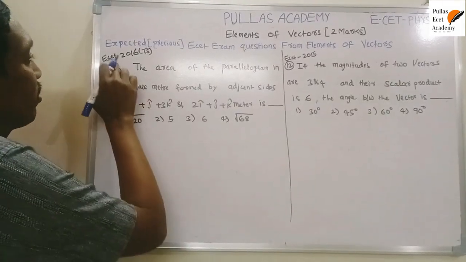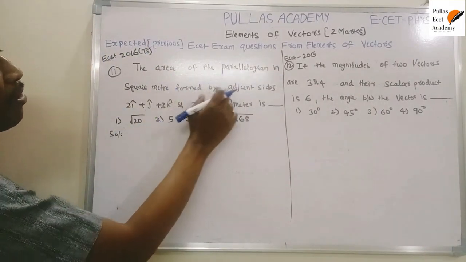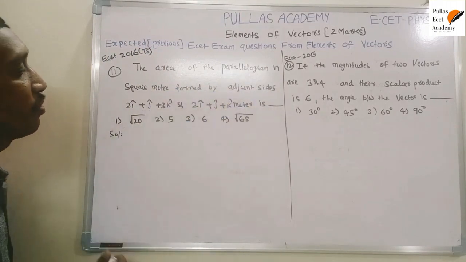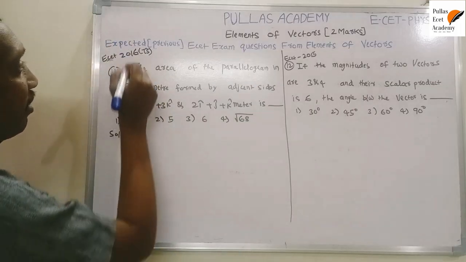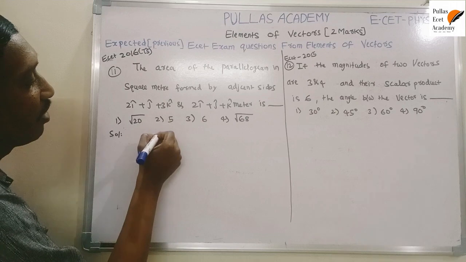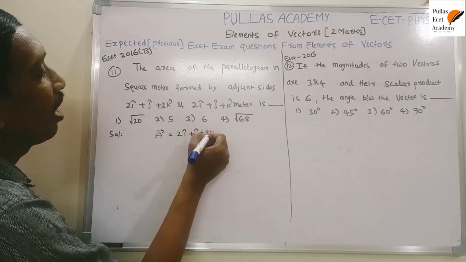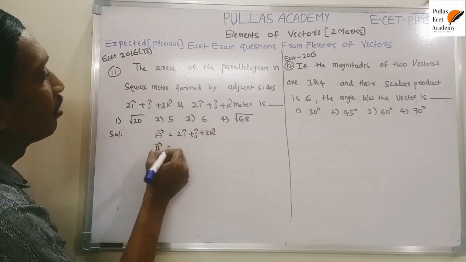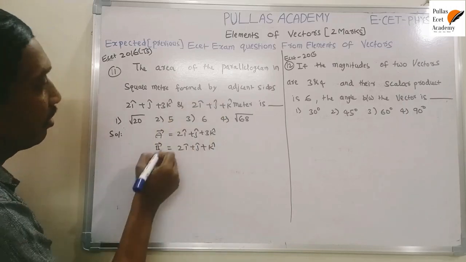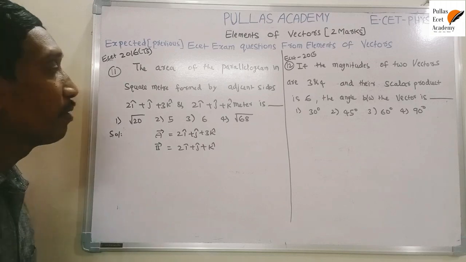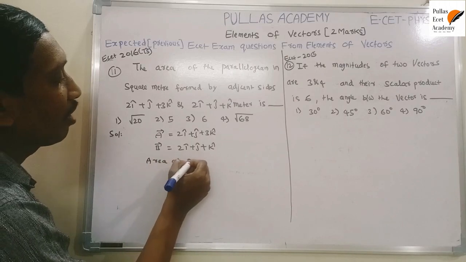Alright. The next question was repeated in the EAMCET 2016 TS paper. The area of the parallelogram in square meters formed by the given adjacent sides. Here also, this is the same model we have already discussed; the same question is repeated here in 2016. Two vectors are given: one is A bar equals i cap plus j cap plus 3k cap, and the second vector is B bar equals i cap plus j cap plus k cap. We are asked for the area. This is an application of the vector product. What is the formula for the area of a parallelogram?